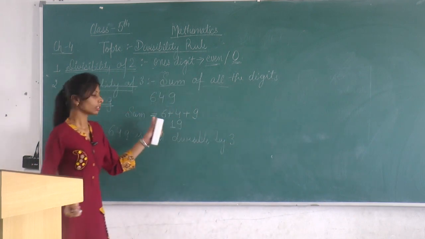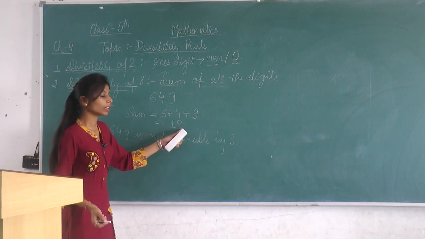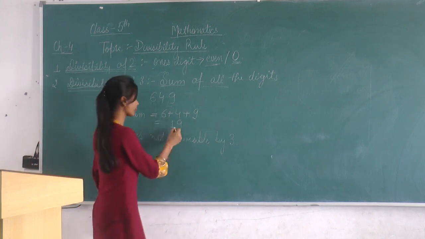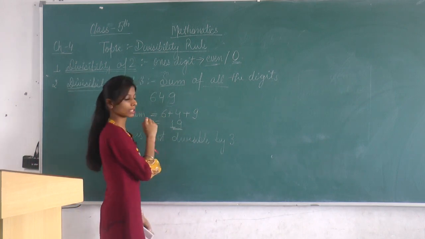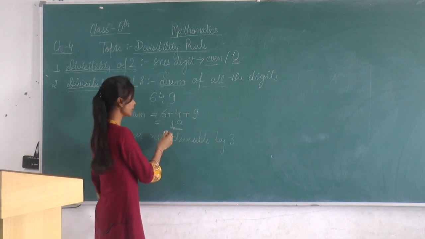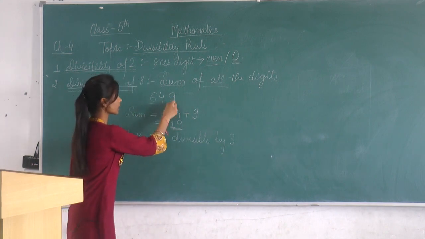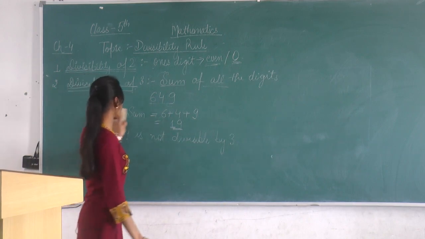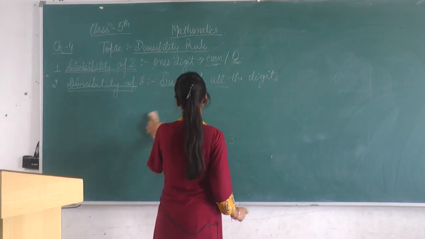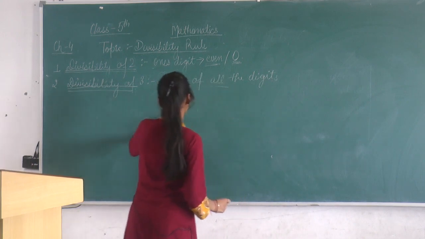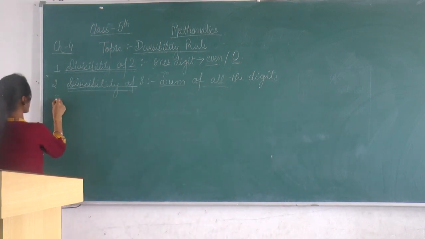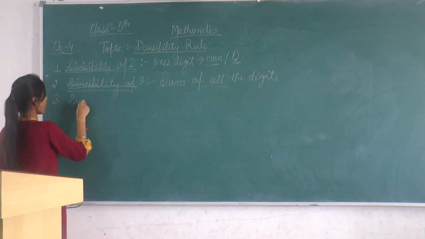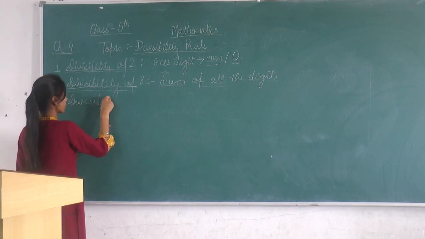You have to check the sum. If the sum is divisible by 3, then we can say the number is divisible by 3. All of you understand? Moving on to the next number, that is 4. Check the divisibility of 4.